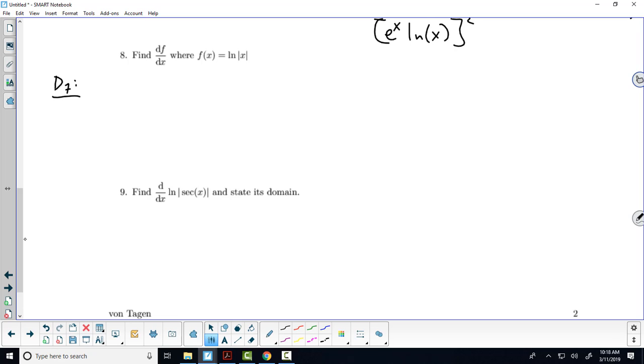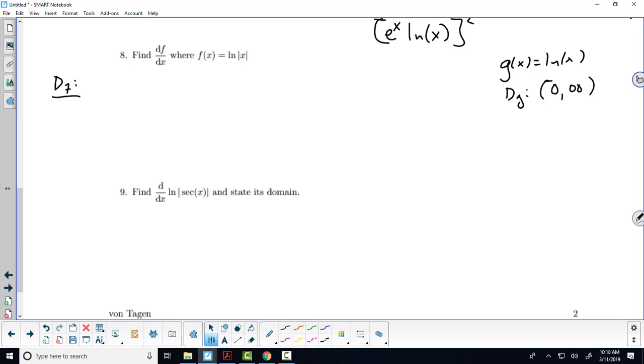What operations am I doing that could get me into trouble? If it's 0 or negative. So I'm taking a natural log, right? And we can only take the natural log of positive numbers, right? Okay, so normally if I just said, here's g of x equals the natural log of x, the domain of g goes from, careful, not including 0, to infinity.